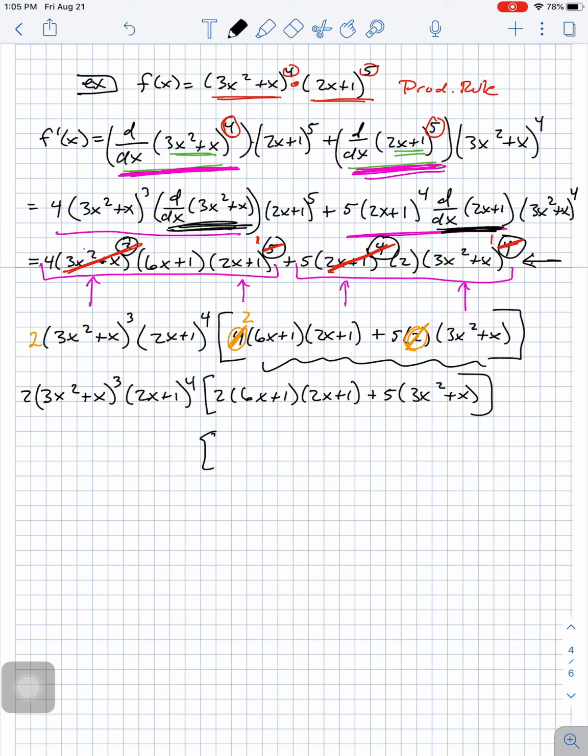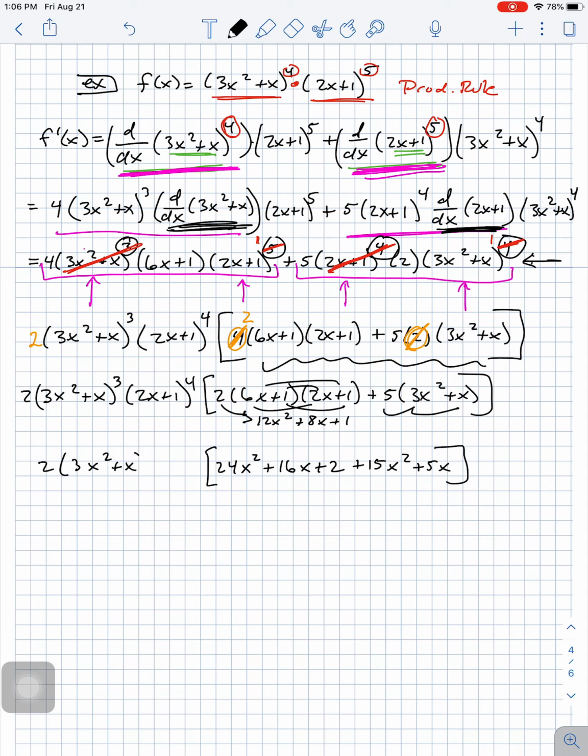This is going to be, let me do it this way. This is going to be 12x^2. I've got a 6, 7, 8x, and a 1. So if I distribute this 2 into that, I'm going to get 24x^2, 16x, and a 2. And then the 5 distributes in here: 15x^2, 5x. Okay, and the advantage of doing that is you're going to have a lot of like terms.